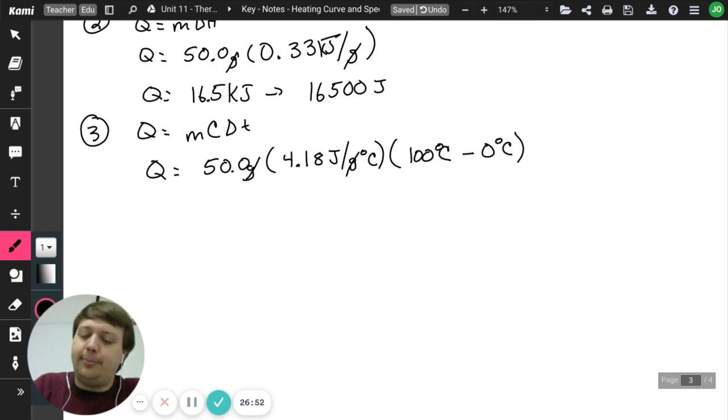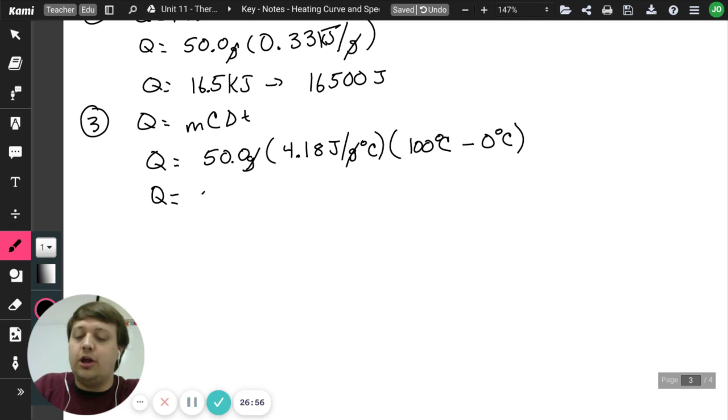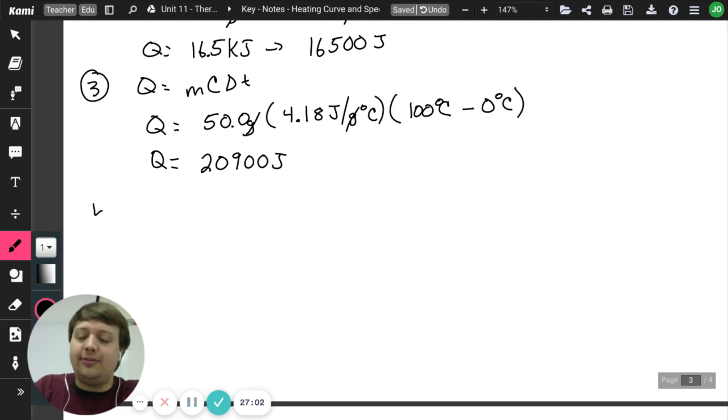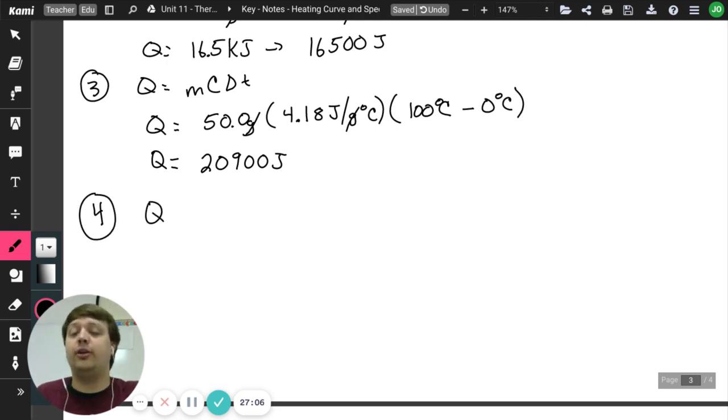Okay. So I plug that into my calculator and I find that Q equals 20,900 joules. Now I'm in step 4. Step 4 is, again, no temperature change. We've got a phase change occurring.